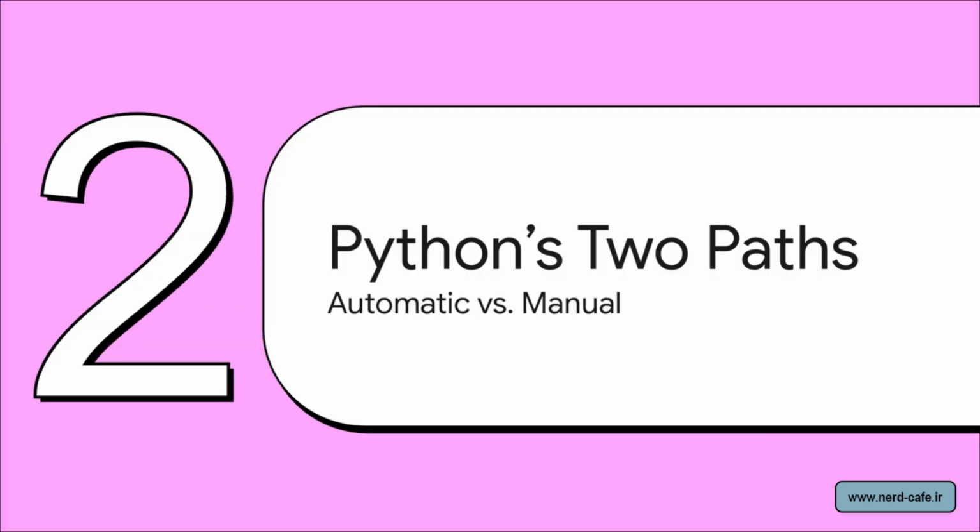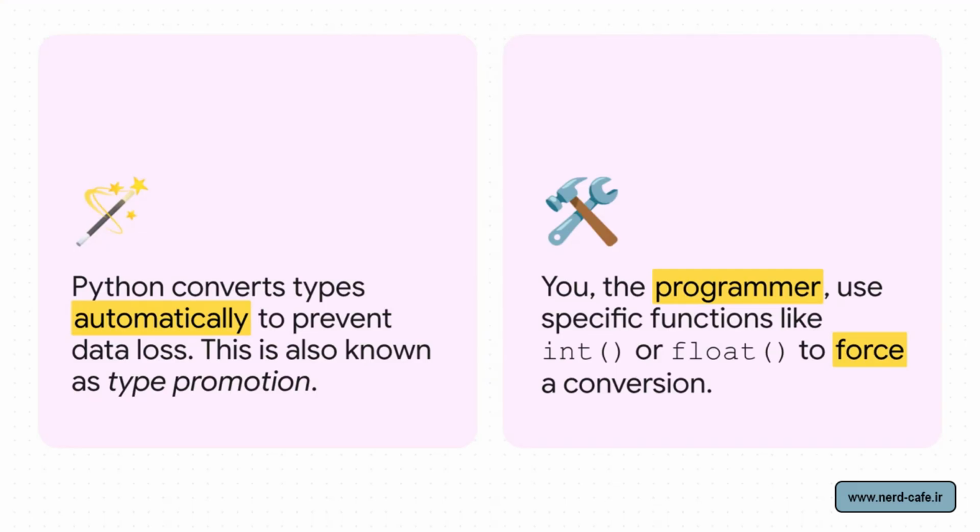Now what's cool is that Python is pretty smart, and it gives us two main ways to handle this. You've got an automatic path, where Python kind of tries to figure things out for you, and then you've got a manual path, where you take the wheel and tell it exactly what needs to happen. This really gets to the heart of it. On the left, you have implicit conversion. Think of this as Python's safety net. It sees a potential problem and automatically makes a change to prevent you from losing data. On the right is explicit conversion. That's your toolkit. That's when you, the programmer, step in and make a deliberate choice.